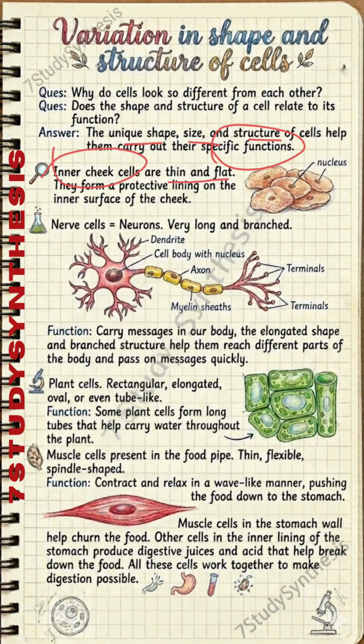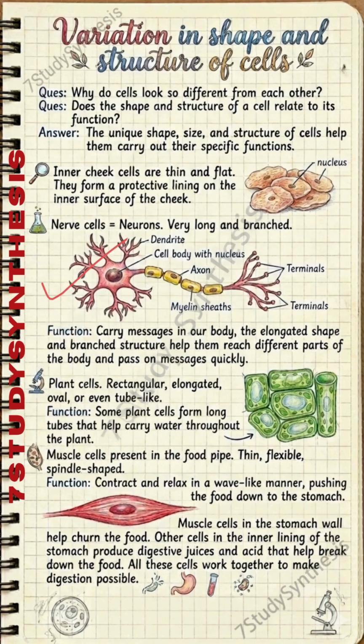कैसे हैं? Thin and flat है, इसीलिए क्या करते हैं? They form the protective lining on the inner surface of the cheek. Nerve cells, neurons भी बुलाते हैं, क्या function है? That they have to carry messages in our body, तो messages जल्दी pass होने चाहिए ना, that is why they are very long and branched. Look at the diagram given. It is well labeled. If it comes in exam, it is for you that you can practice and label it properly.